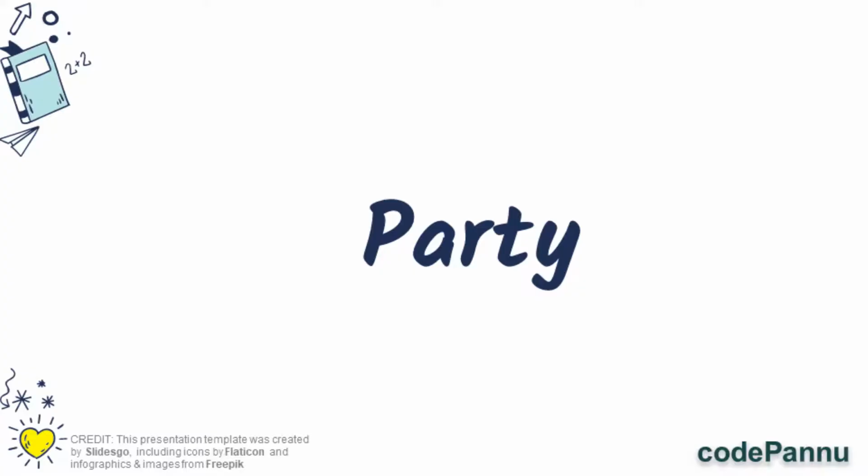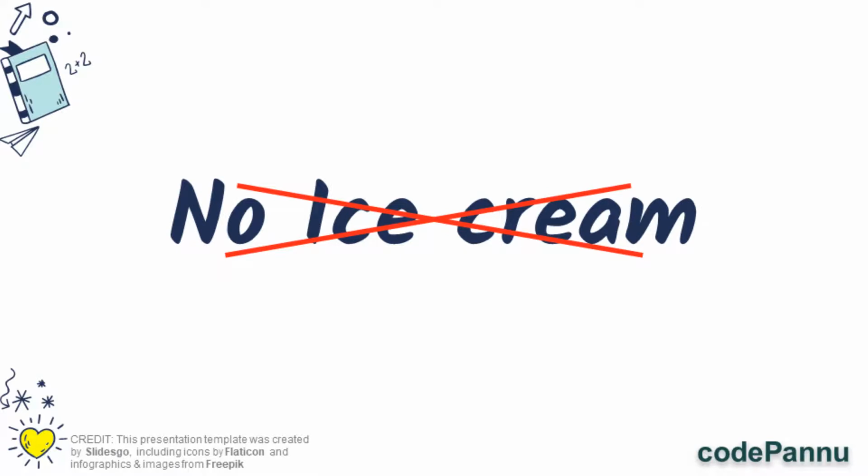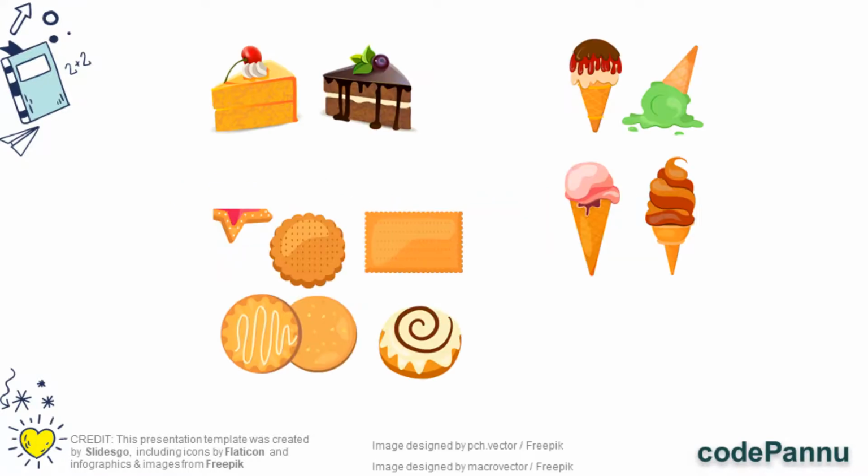Let us say you're getting ready for a birthday party, and before you go, your mom tells you you can eat anything you want at the party, but do not eat ice cream because you will catch cold. Now you go to the party and they have so much to eat like cakes, biscuits, ice cream, samosas, chips, jamun. Yum, what a party.